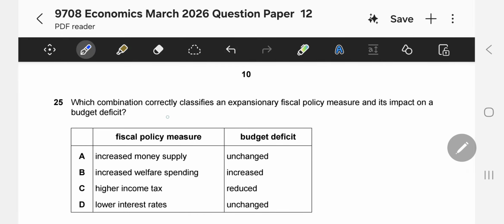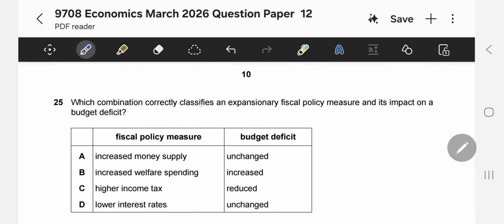Let's go to 25. Which combination correctly classifies an expansionary fiscal policy measure and its impact on a budget deficit? Well, at this point, because you only have like 6 questions left, I'm going to say again, if you think there's a question I explained that you did not get, please tell me in the comment section. I'll try to explain it better. Maybe we can have a discussion and come to an agreed conclusion. I don't know if economists can agree on anything though.